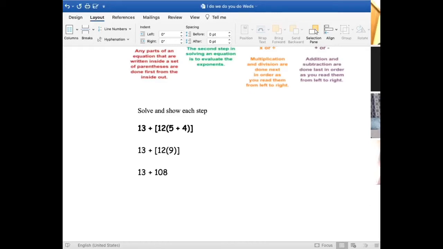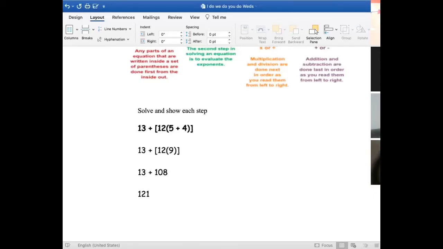What's left to do? Down here at the bottom. 13 plus what? 108. So is there anything else left to solve? No, that's it. That's the last thing to solve. So then all we do is solve that, and we can line them up, but I'll just tell you it's 121. 3 plus 8 is 11, carry the 1, 1 plus 1 is 2, and then 121.